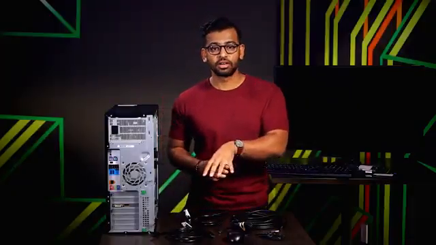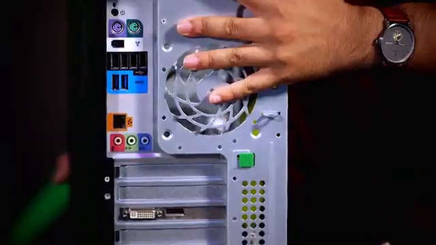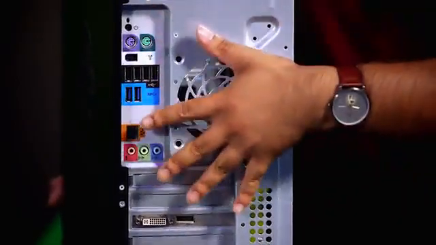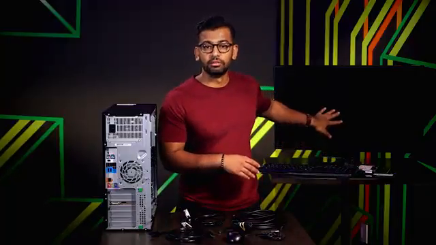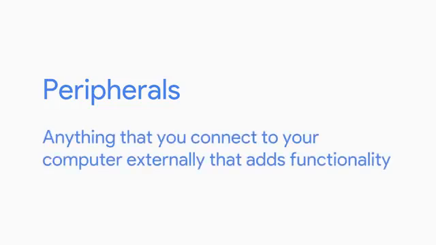So let's take a look at the back of our computer again. Here you'll see lots of connectors or ports we can plug different objects into, like a mouse, keyboard, and a monitor. These are known as peripherals. A peripheral is basically anything that you connect to your computer externally that adds functionality.